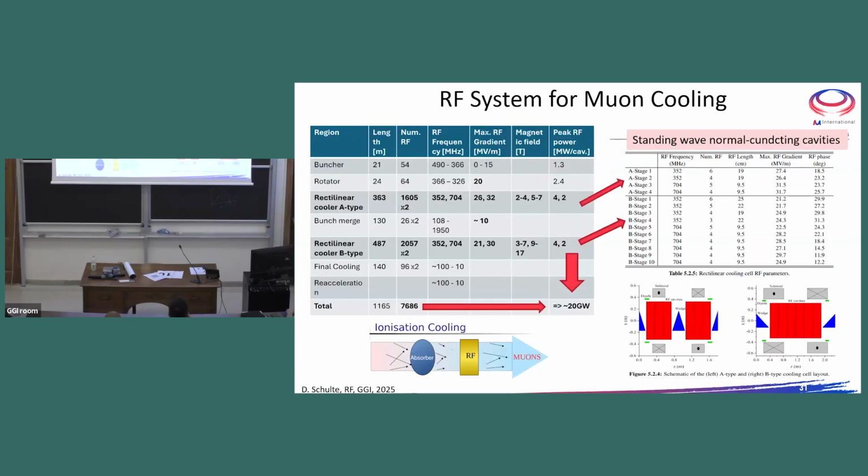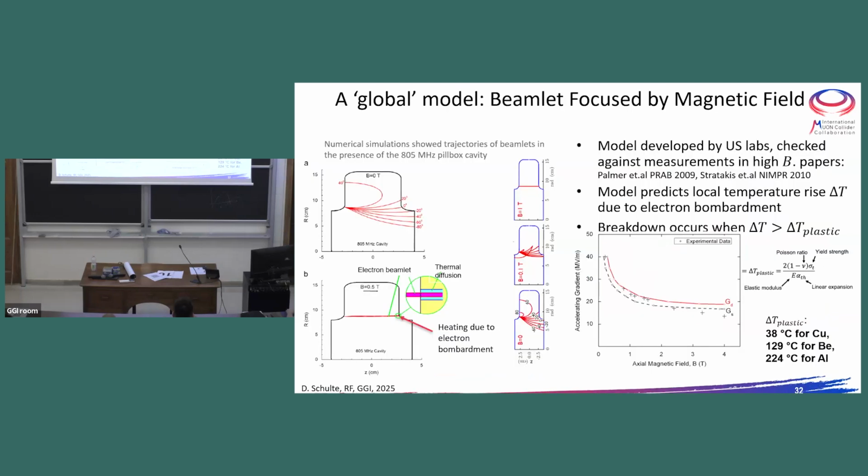Good. With that said, let's quickly go through the RF systems for the cooling. So there's a list. I mean, it's lower frequencies, and they need to be normal conducting because they operate in a high magnetic field. And the superconductor doesn't like that. It's really that the superconductor stops being superconducting in a high field. So you're limited for that. I will not go through all the calculations because that's tough.